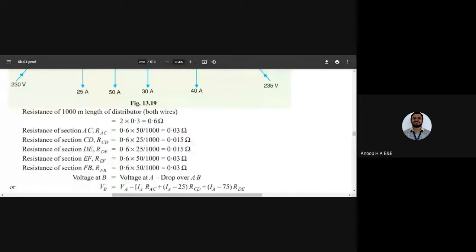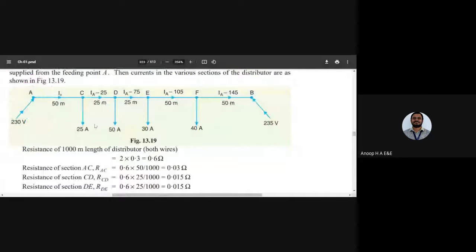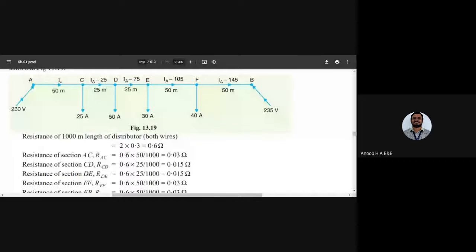Now I want to find out the resistance of this section AC. It has a length of 50 meter. For 1000-meter length of the distributor, both wires, it is 0.6. So what will be the resistance for 50 meter? That is the thing you need to keep in mind. That is 0.6 into 50 divided by 1000. You will get it as 0.03 ohm.